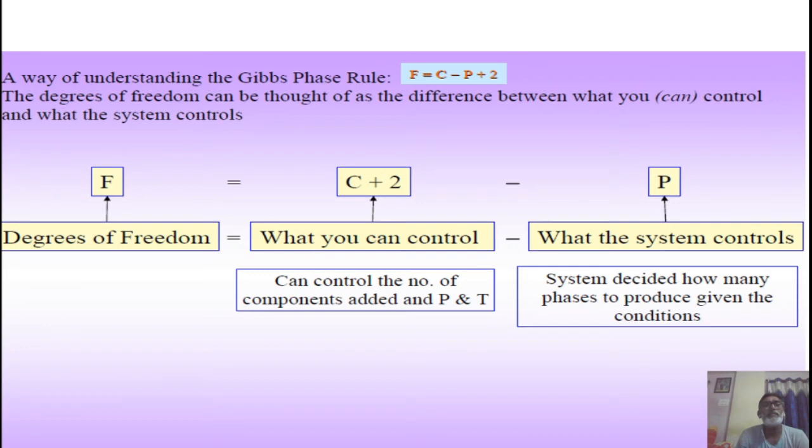Here F is the degrees of freedom, and C plus 2 is what we can control, while P is what the system controls. The system decides how many phases to produce under the given conditions. What we can control are the number of components added, the pressure, and the temperature. You can also remember it as P plus F equals C plus 2.